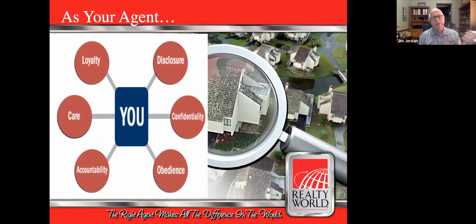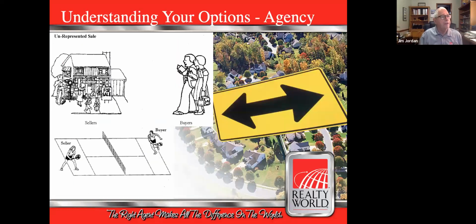But this kind of goes into agency disclosure. One of the things you're going to talk about is, as your agent, I owe you disclosure, confidentiality, obedience, accountability, care, and loyalty. You could go into a quick definition of what each one of those is. But you want to try to keep your listing presentation to around 30 minutes, so you have to move fairly quickly through a lot of these things.